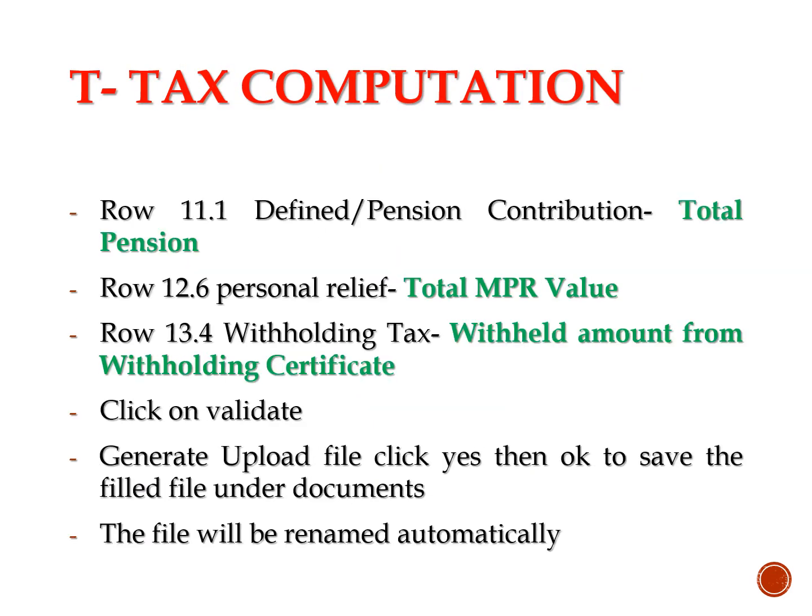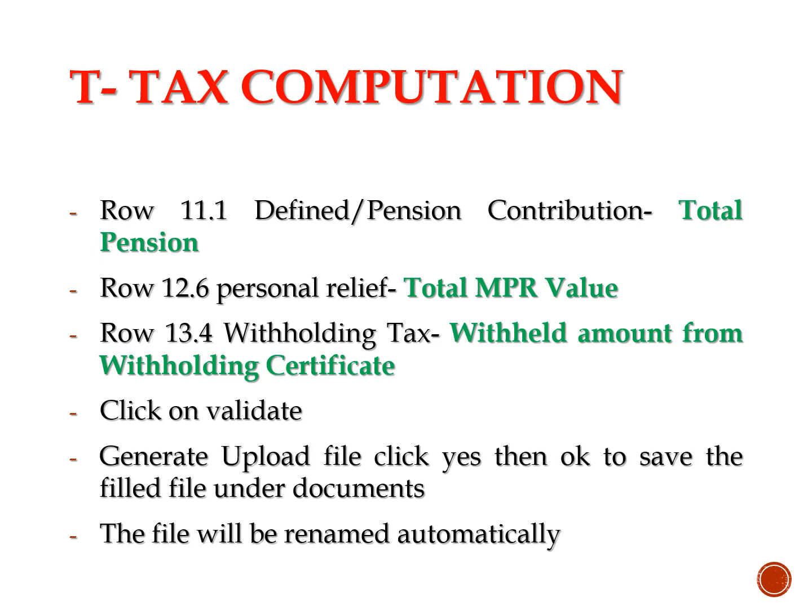Then we will go to the last section, that is the tax computation. Under row 11.1, that is defined pension contribution, you write your total pension. The total pension is there in the P9 form. So pick that directly from there and fill it.